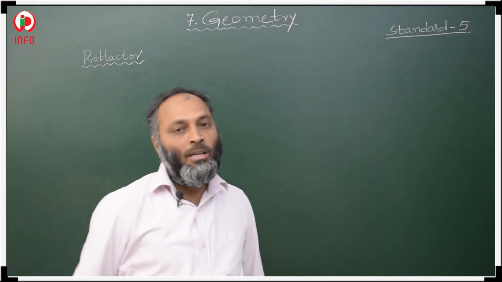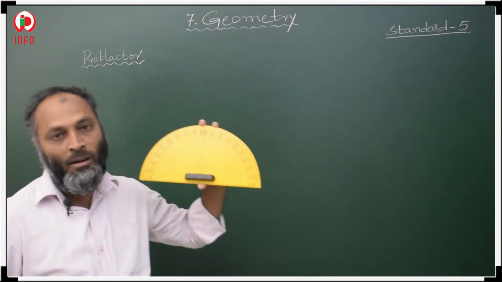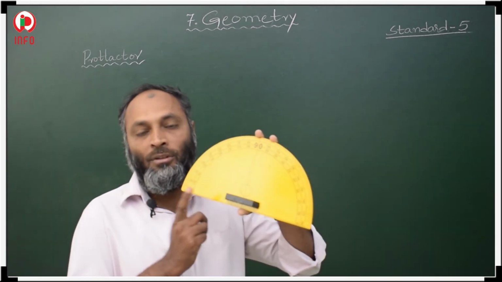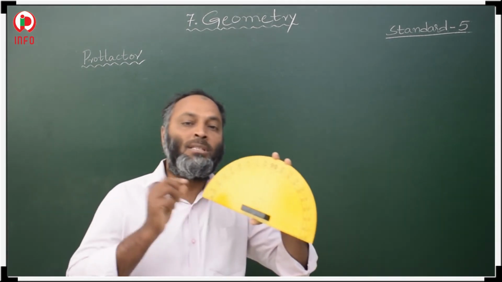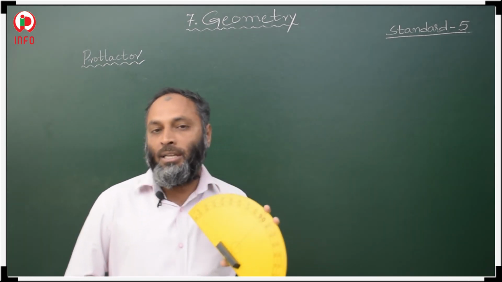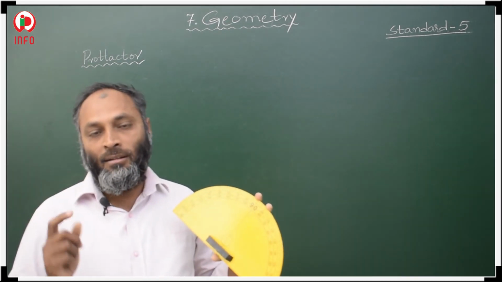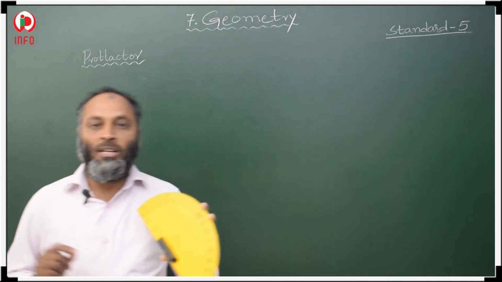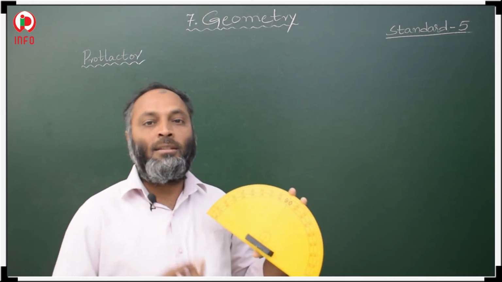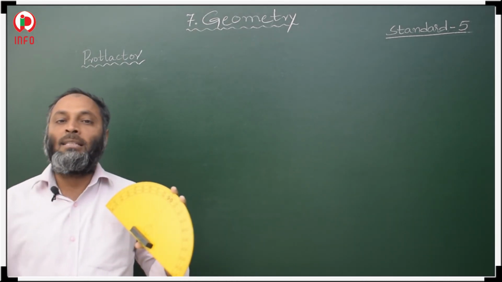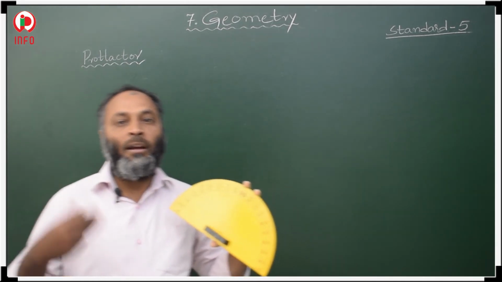Now, what is there in the protractor? In this protractor we have 2 types of readings. The protractor is used to read and construct degrees. Angles are measured in degrees. The unit for angle is degrees, as we already know. So the degree is the measurement used to calculate angles, and that is the scale to read angles.